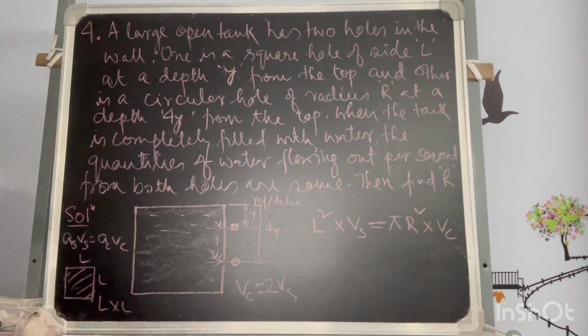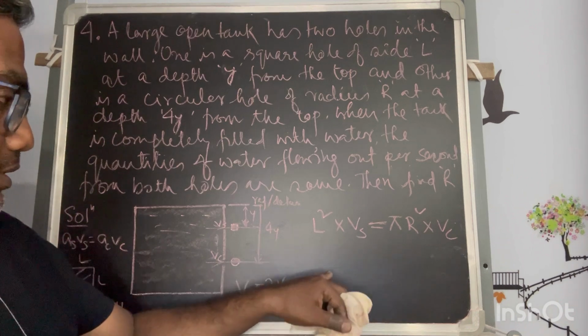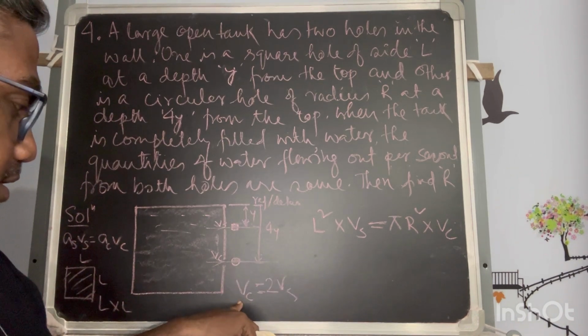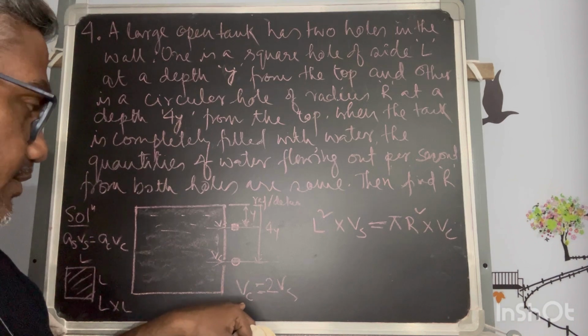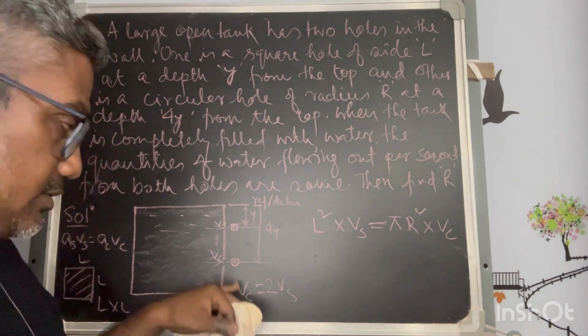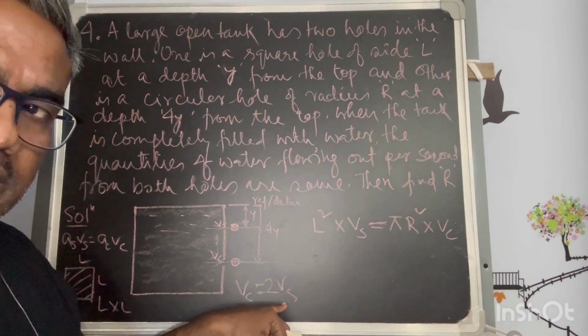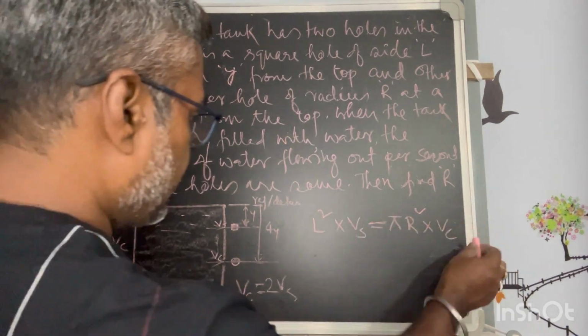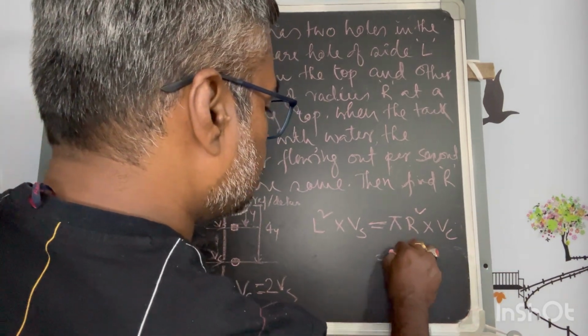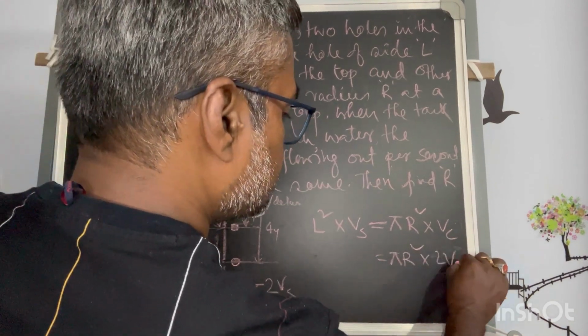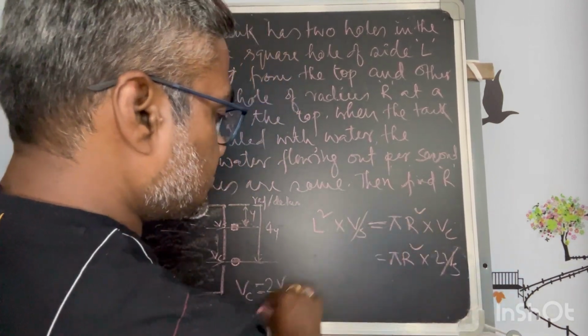Okay, the earlier equation, that equation that I already established, gives the relation between the circular velocity, the velocity from the circle, and the velocity of the square. So now put the value there: pi r square, and Vc is equal to 2 into Vs. On both sides, Vs can cancel.